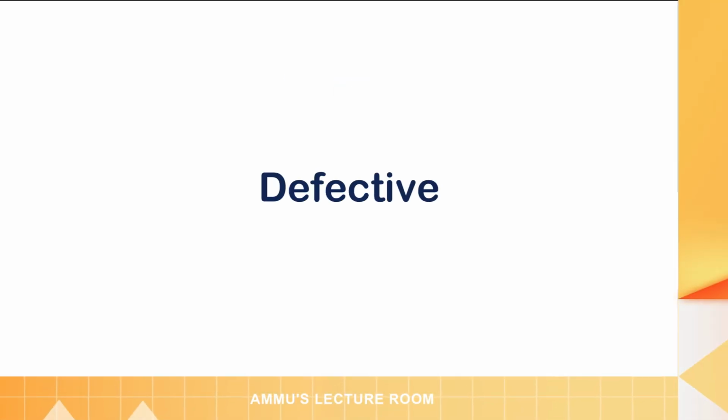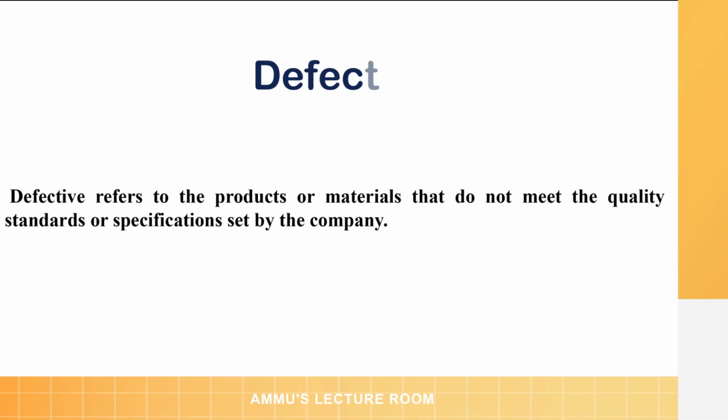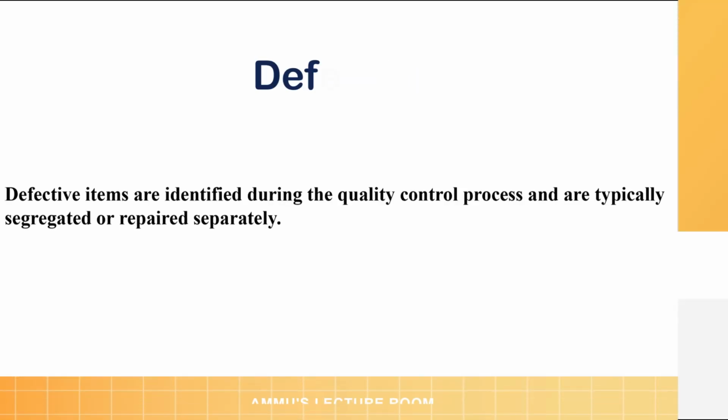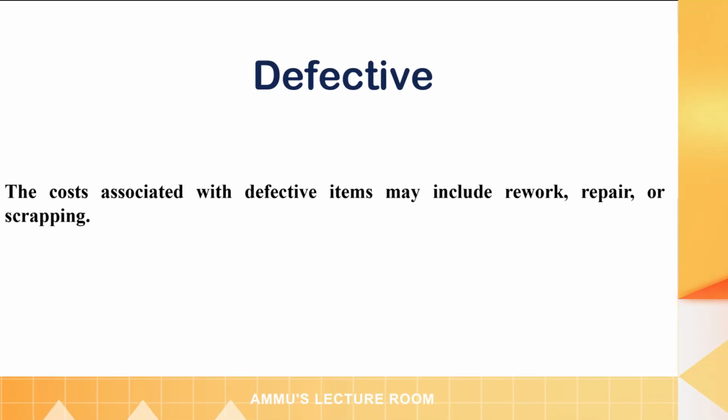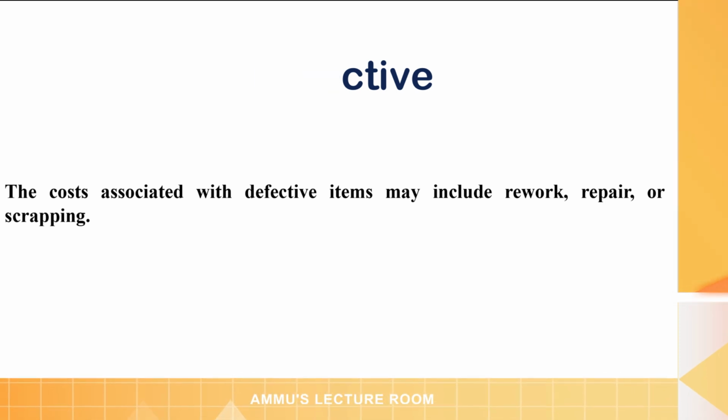Next one is defective. Defective refers to the products or material that do not meet the quality standard or specification set up by the company. Defective items are identified during the quality control process and are typically segregated or repaired separately. The cost associated with defective items may include rework, repair, or scrapping.